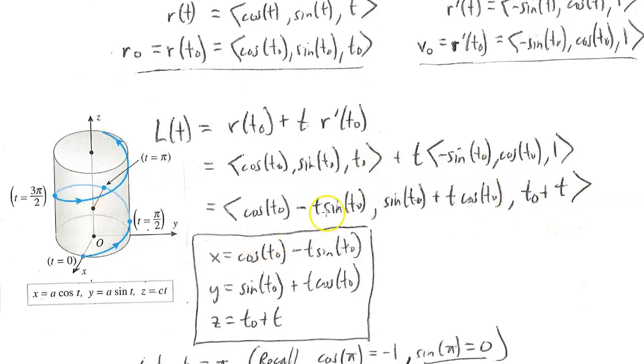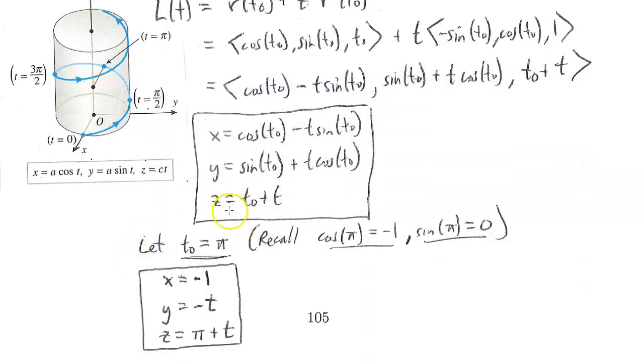Okay, so notice that's a vector valued function for that equation of the tangent line, but we could think of this as being the x, and this is the y, and this is the z. So those are parametric equations for the tangent line to the graph at any particular t naught. So let's suppose we let t naught be pi. Okay, so we're specifically at this point here.